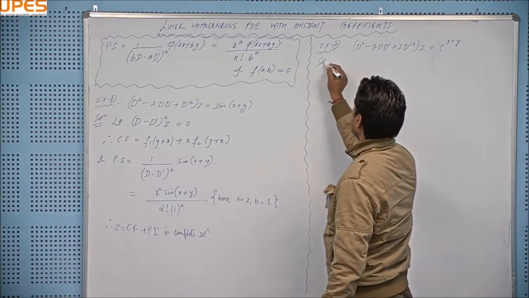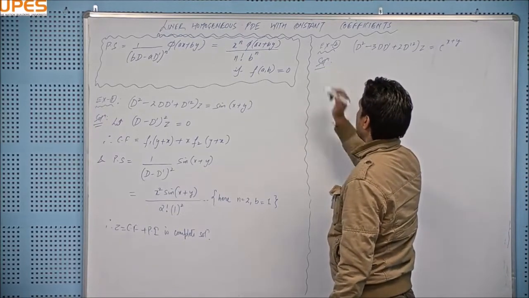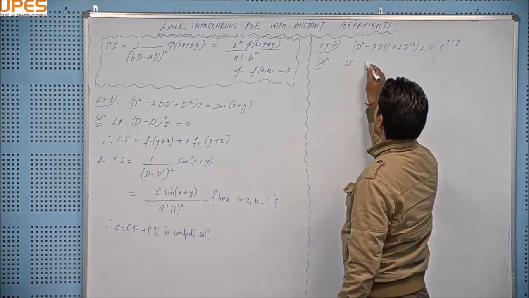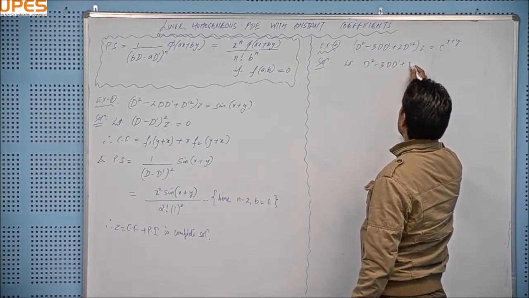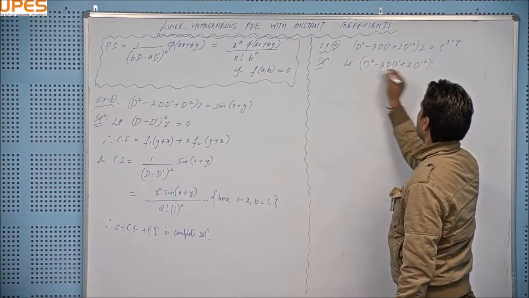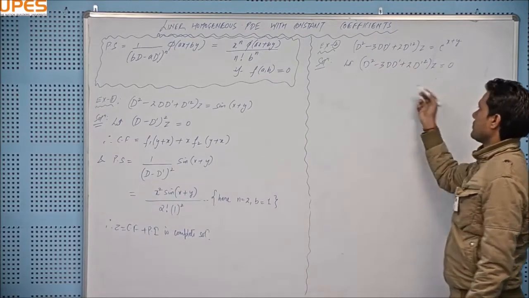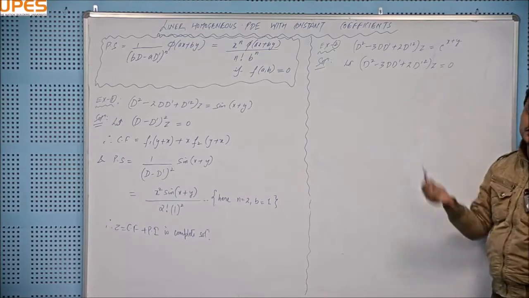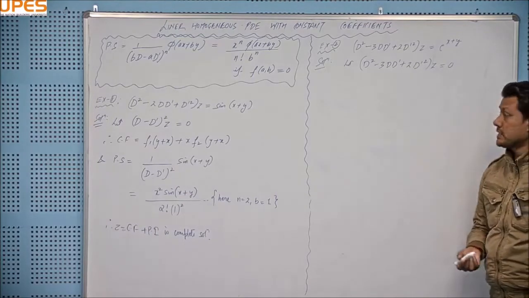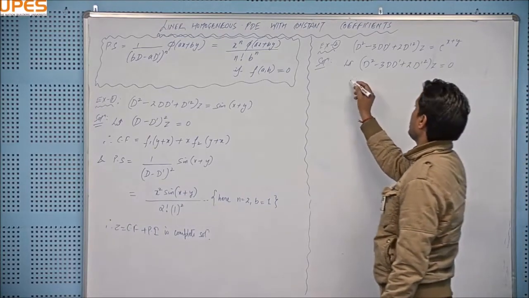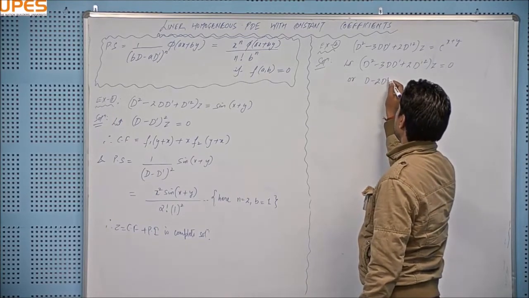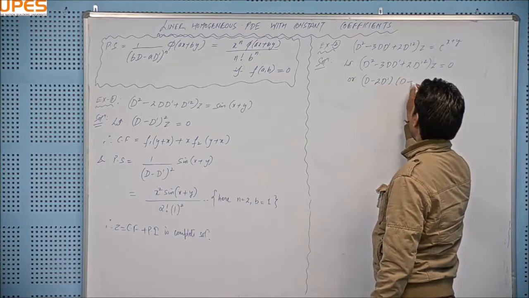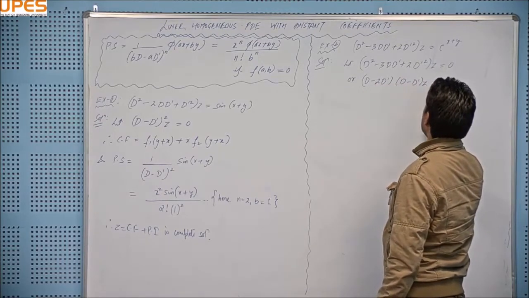Then the solution will be: let (D squared - 3DD' + 2D' squared) z equal to 0. So considering 0 for the right hand side to find the complementary function and factorizing it, we get (D - 2D') and (D - D') z equal to 0. Am I correct?